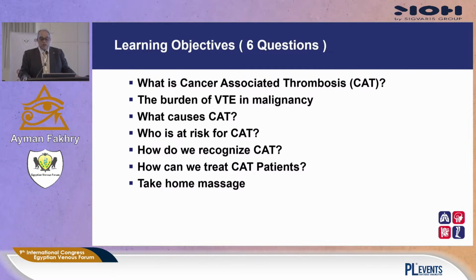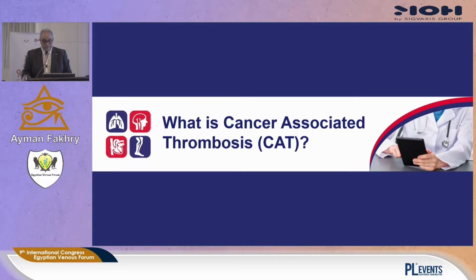So, our learning objectives today: we have to answer 6 questions. What is cancer-associated thrombosis, CAT? What is the burden of VTE in malignancy? What causes CAT? Who is at risk of CAT? How do you recognize CAT? How can we treat CAT patients? Then we'll summarize our talk.